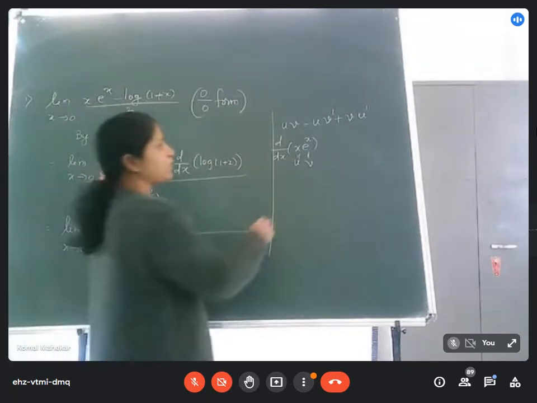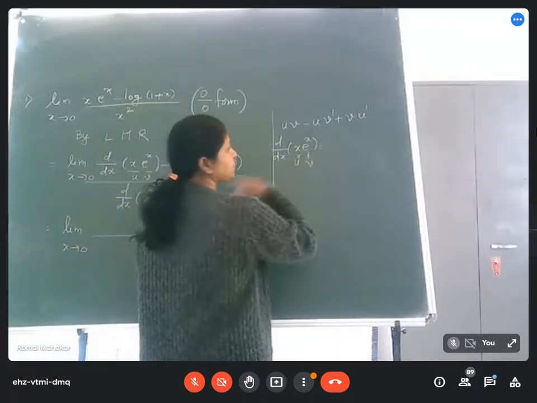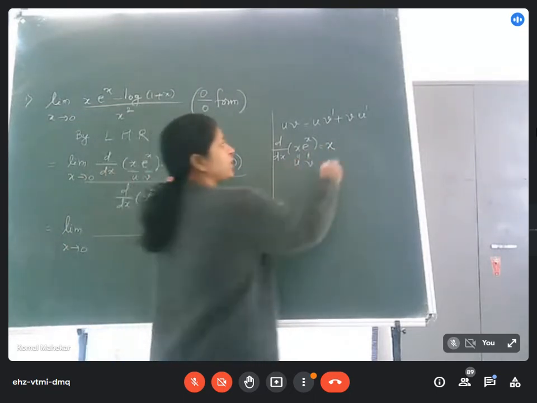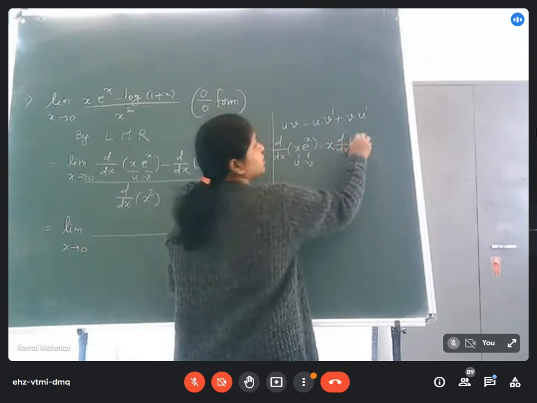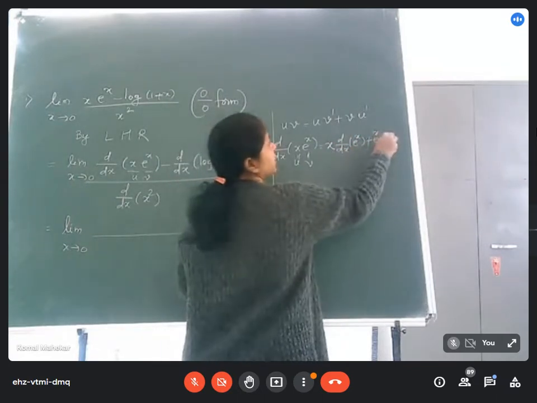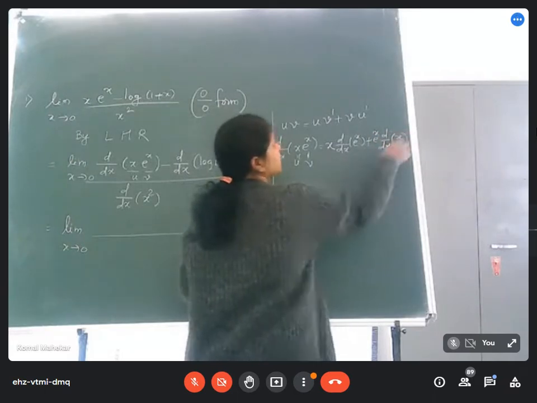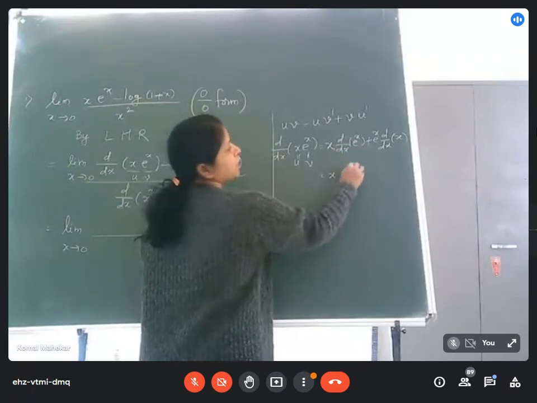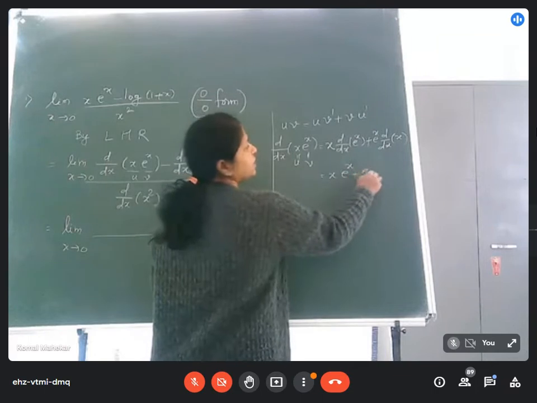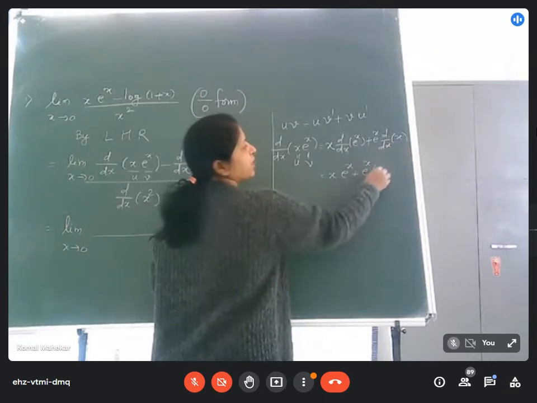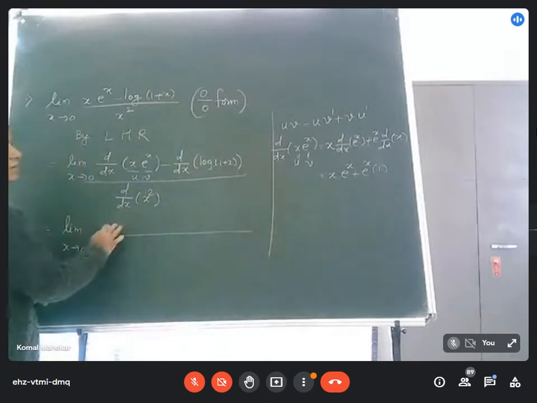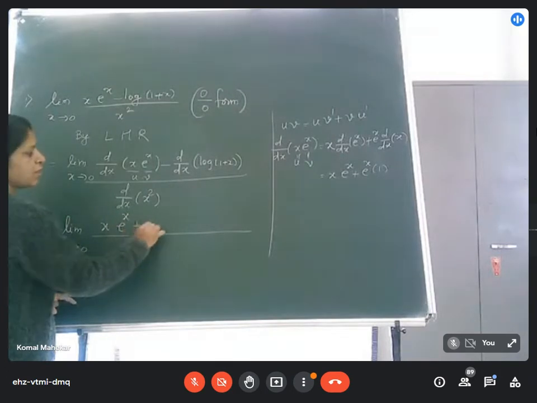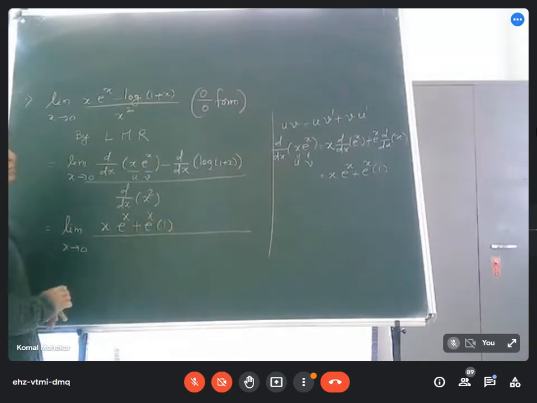So what will be the derivative? u into v dash: u is x, into the derivative of e^x with respect to x, plus v, that is e^x, into d by dx of u, that is x. The derivative of e^x is the same, e^x, plus e^x into the derivative of x with respect to x, that is 1. So d by dx of x e^x is x e^x plus e^x into 1, minus.